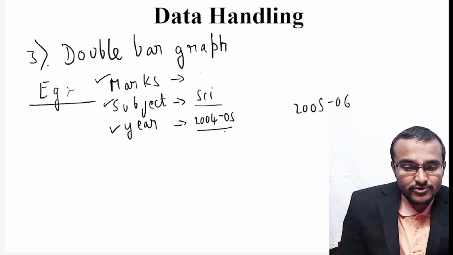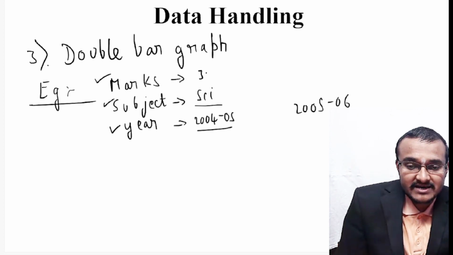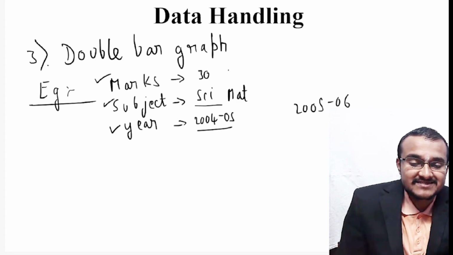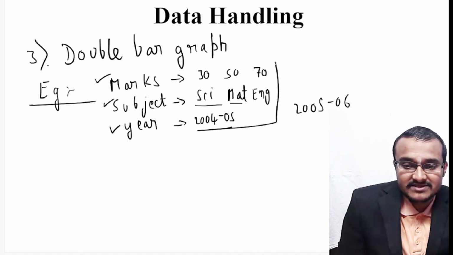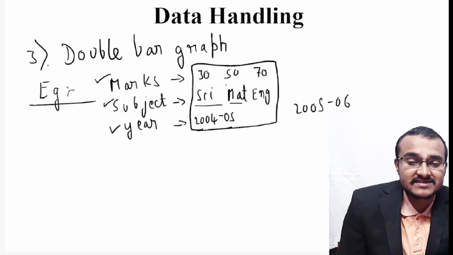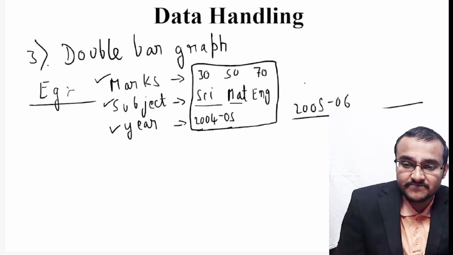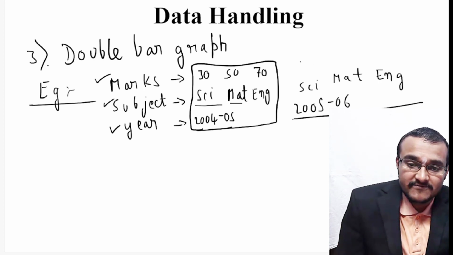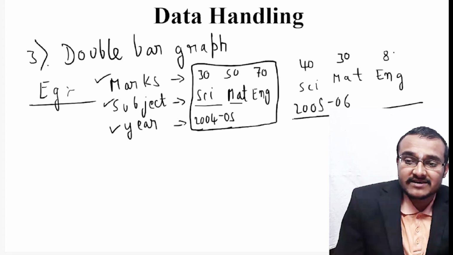So in 2004 to 2005, in science subject, this particular student obtained 30 marks out of 100. Similarly, in the same year, in maths subject, this student obtained, let's say, 50 marks. In English subject, let's say 70 marks. So in this academic year, this is the mark sheet of the student: 30 in science, 50 in maths, 70 in English. Similarly, in the next academic year, 2005 to 2006, he also had three subjects, science, maths and English. Here he got 40 out of 100 in science, 30 out of 100 in mathematics, and 80 out of 100 in English.